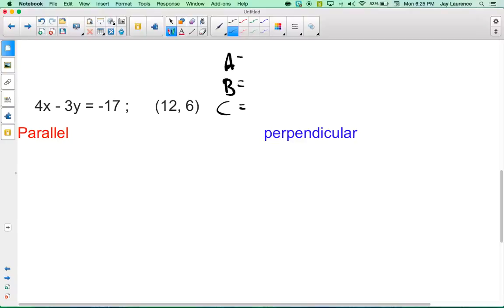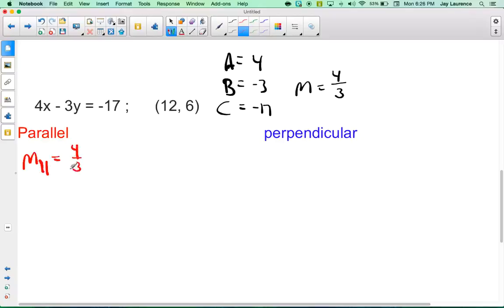Easy as 4, -3, -17. Okay, and my slope, if you've made your flashcard like you're supposed to, is going to be 4/3. Why? Because negative A over B would be -4 over -3, or positive 4/3. So now I do the parallel. The slope is the same. The parallel slope is 4/3.